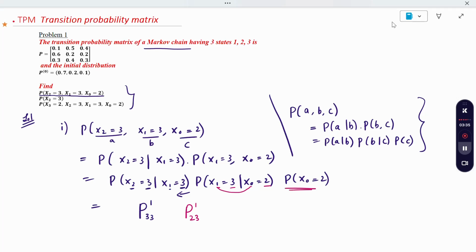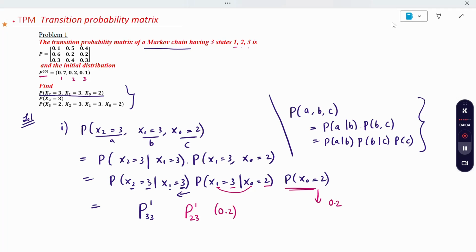This is the initial probability. It is given in the question. It is mentioned that the states are 1, 2 and 3, and sometimes 0, 1, 2. So the initial probability is this: state 1 is this, state 2 is this, state 3 is this. Here it is given state 2, and state 2 means 0.2 is the value given in the question. Here it is 0.2.